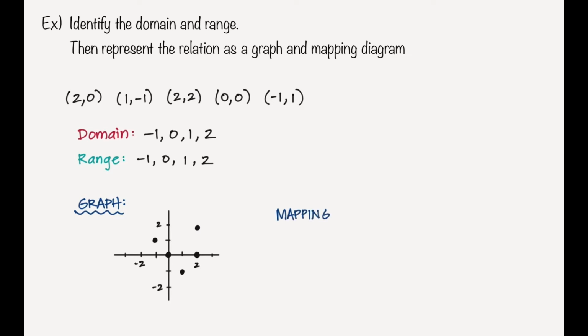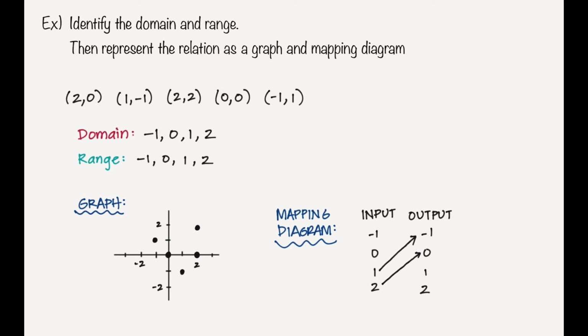Another way that we're asked to represent this is as a mapping diagram. So remember, we're going to make one column listing our input and one column where we're listing the output. Okay, I already have them written in number order, so -1, 0, 1, and 2, and then again -1, 0, 1, and 2. Based on my points, I can map them. So 2 goes to 0, 1 goes to -1, 2 also goes to 2, 0 goes to 0, and then -1 goes to +1.